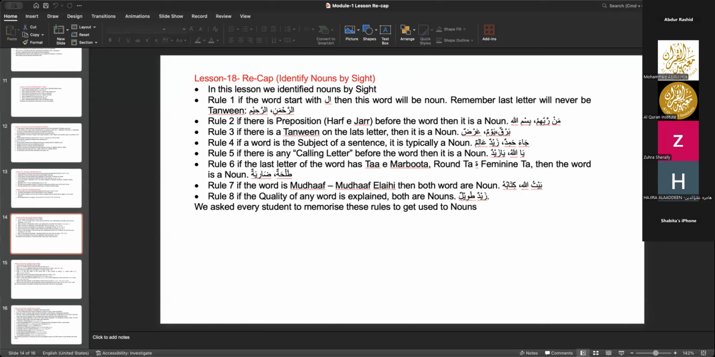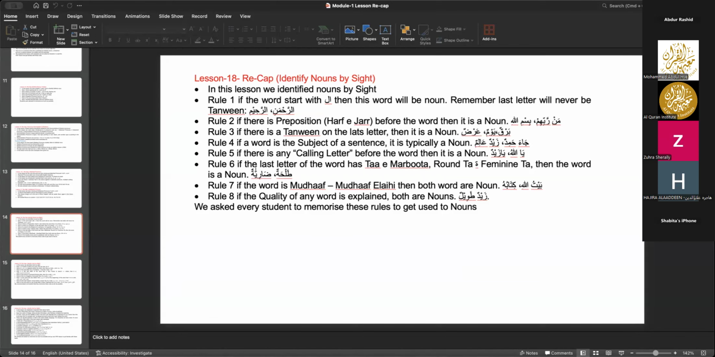In this lesson, we identify nouns by sight. Rule number 1 was if the word started with al, then this word will be a noun. Rule number 2, if there is a preposition, harf jar, before the noun. Rule number 3, if there is a tanween on the last letter, then it is a noun. Rule number 4, if a word is the subject of a sentence, then it is typically a noun. Rule number 5, calling letter before the word, then it is a noun.